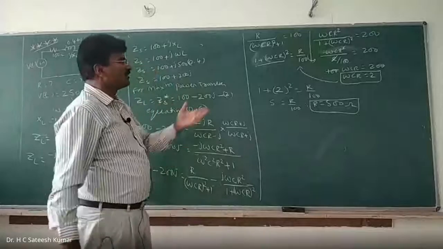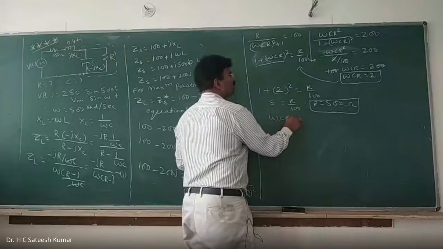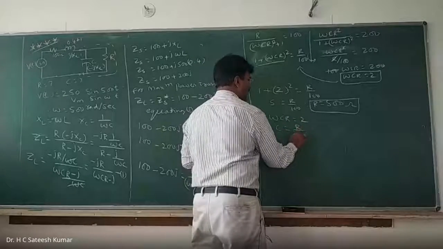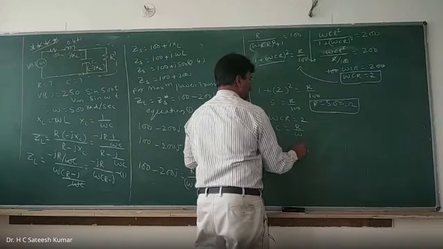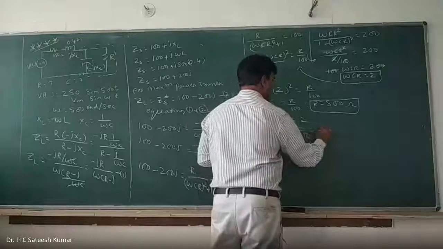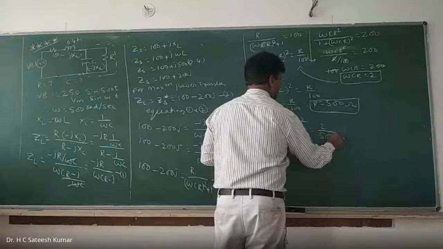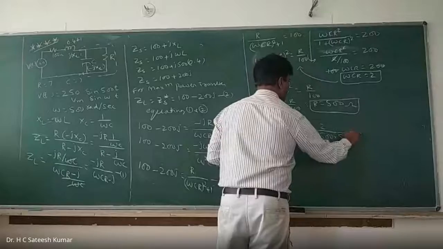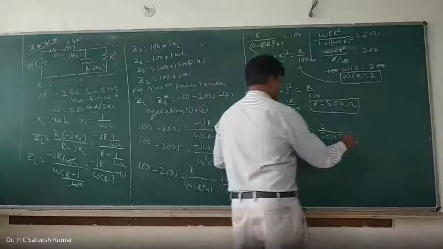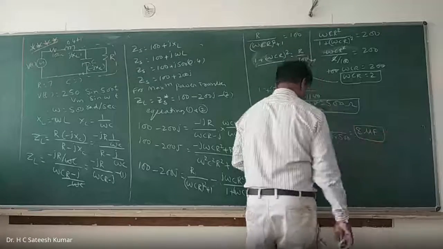Next one is what is that? We know all those things. Therefore, and what is this? Omega CR is equal to 2. Therefore, C is equal to 2 divided by omega into R. This is equal to 2 divided by omega, how much? 500, and R is what? 500. How much is this? 8 microfarad. 8 microfarad is the right answer. So that's how we should do it.